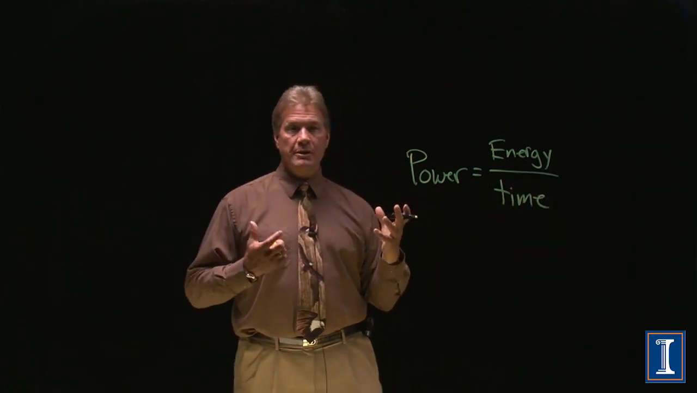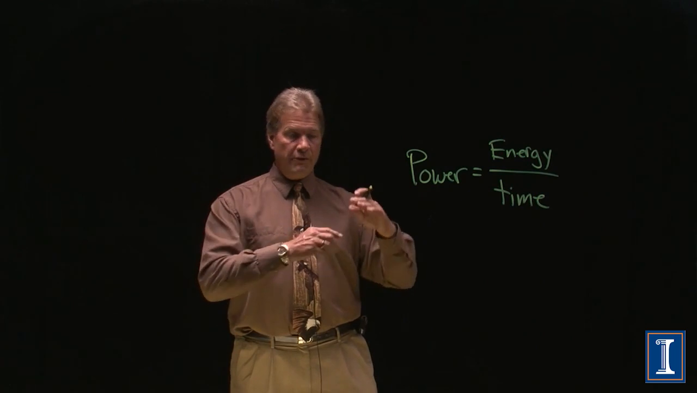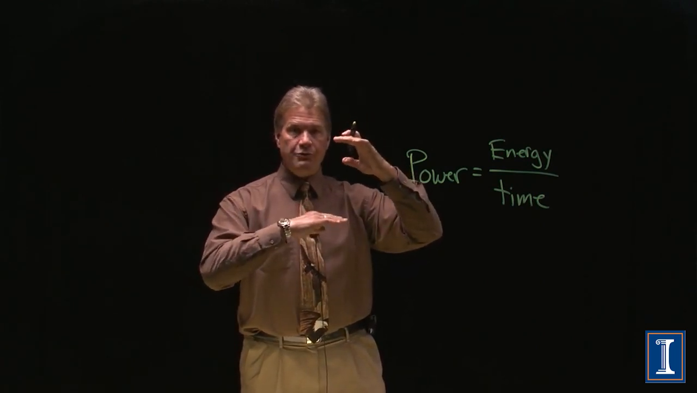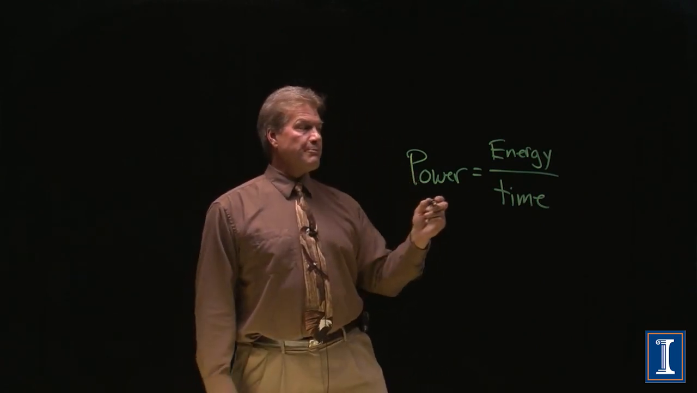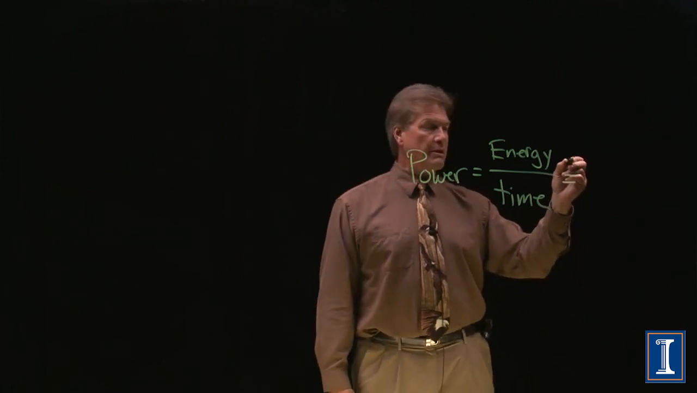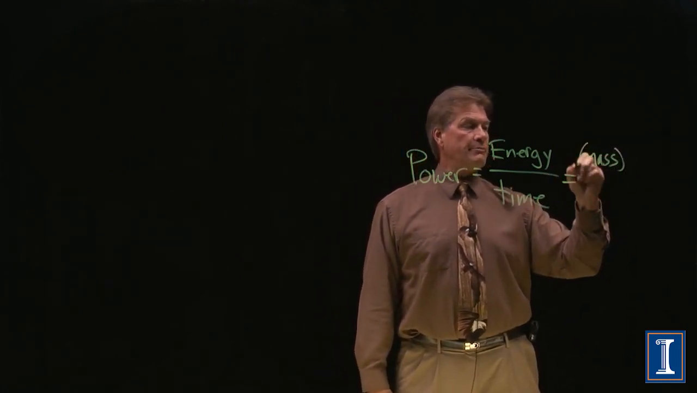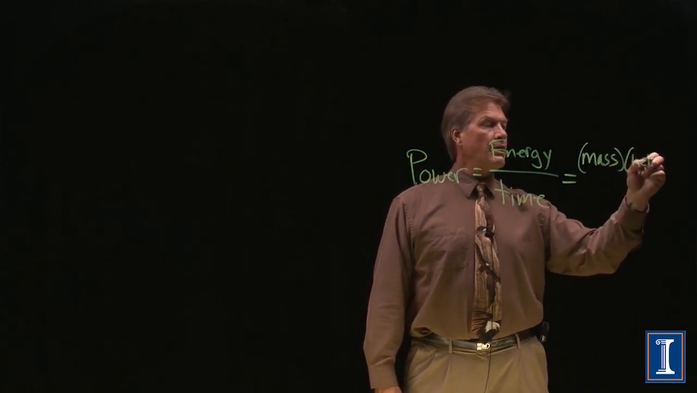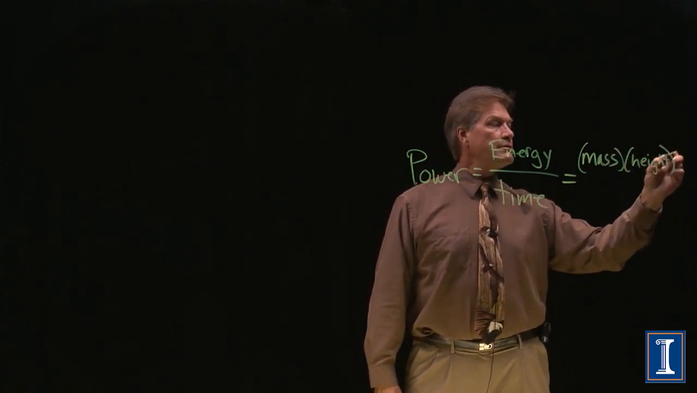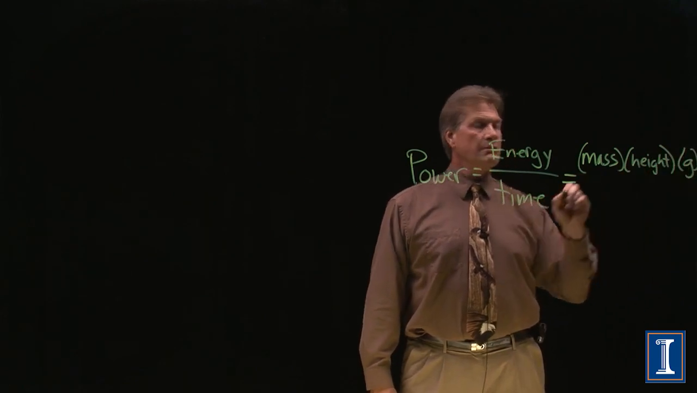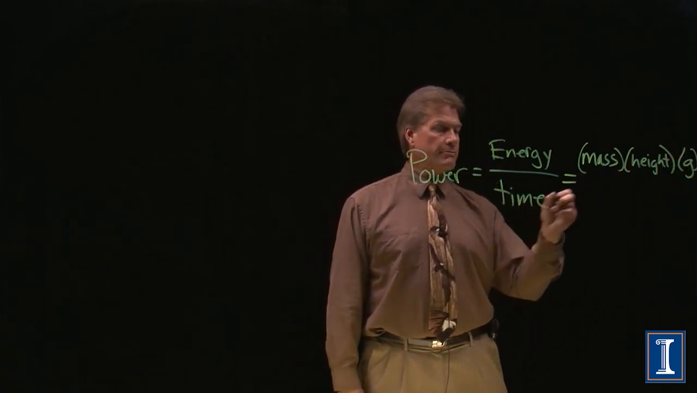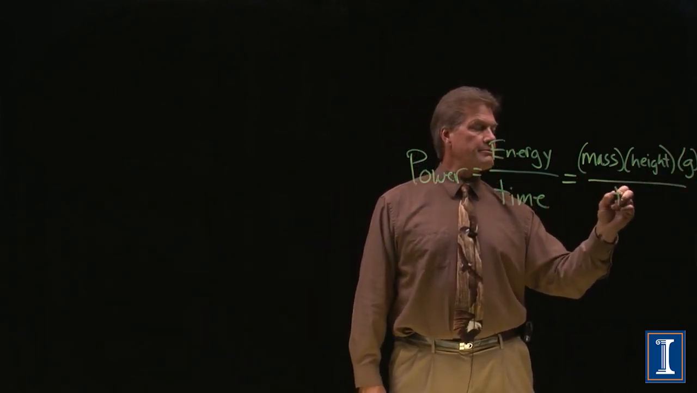And energy comes from the potential energy of having this stuff fall through some height. And that potential energy is mgh, the mass times the height from which it's going to fall times gravity, because we live here on Earth. And we divide this by time.